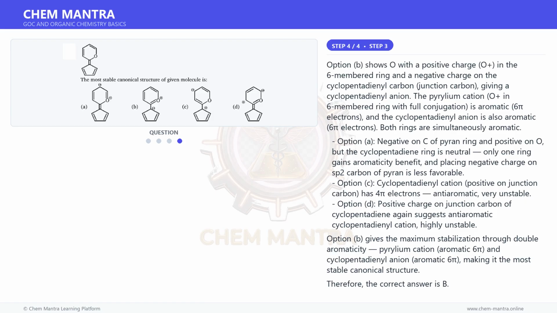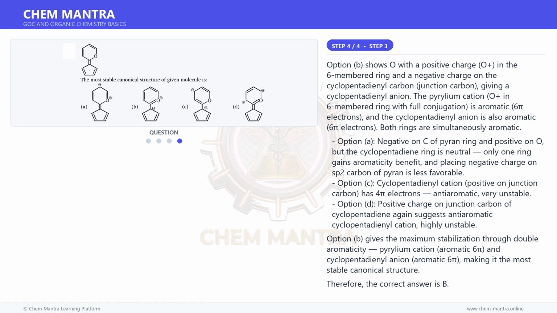The pyrylium cation, O+, in the 6-membered ring with full conjugation, is aromatic, 6 pi electrons, and the cyclopentadienyl anion is also aromatic, 6 pi electrons. Both rings are simultaneously aromatic.